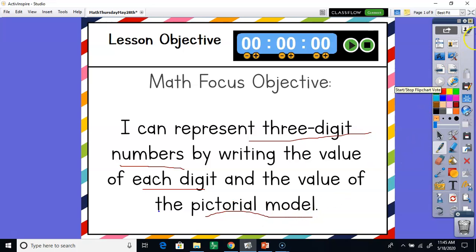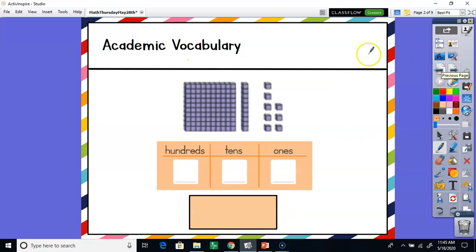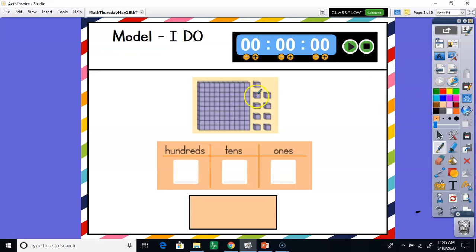So you have to do 2 steps today, okay? So you're going to see problems that look like this. So it has our pictorial model. Then you're going to write how many hundreds, how many tens, how many ones, which is very similar to expanded form. And then in the last box, you're going to write a number in standard form. So your problems today look just like this. Okay, so I'm going to show you how to do a few of them.